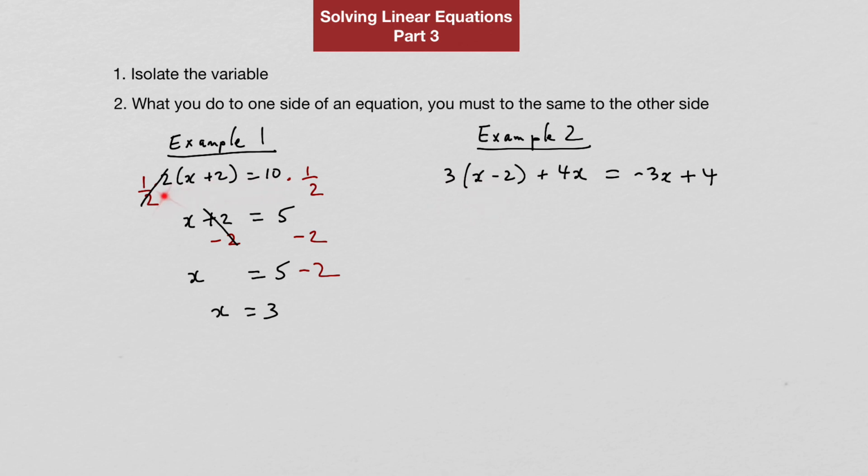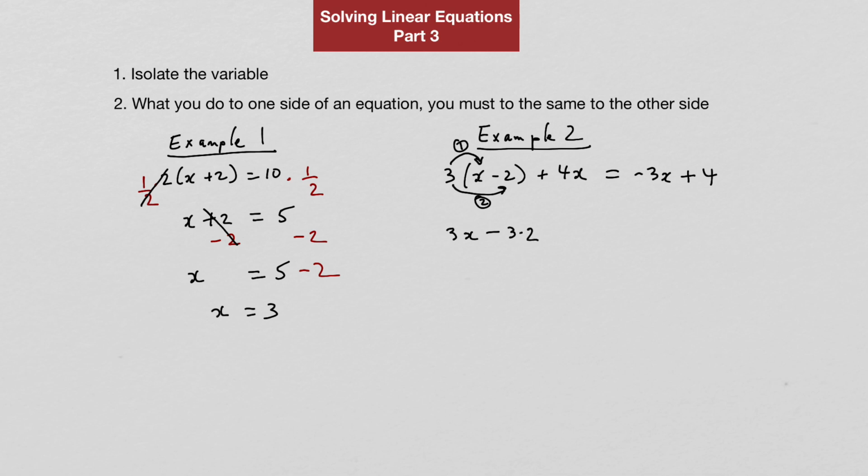A little bit different than what we did in example 1, where we got rid of the coefficient. In this case, we're not going to be able to do that because we have 4x over here. So the way to solve this problem is we're going to use the distributive property, where we multiply 3 by x and then we subtract 3 by 2. So we're multiplying this first, that's number 1, and then we're going to multiply this second, that's number 2. So what we get is 3x minus 3 times 2.